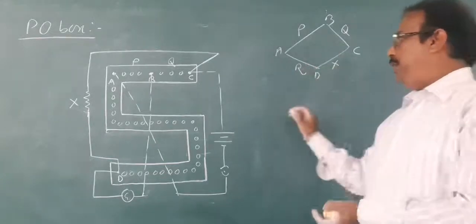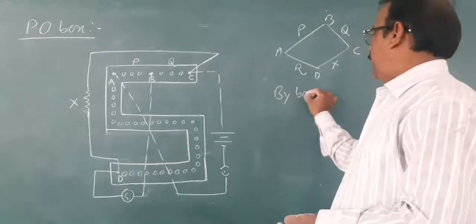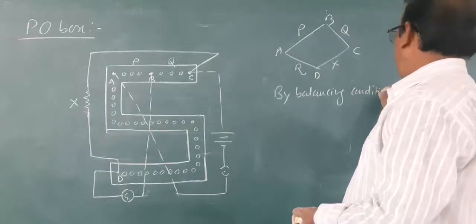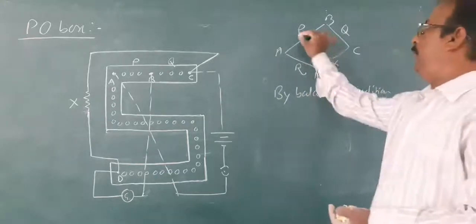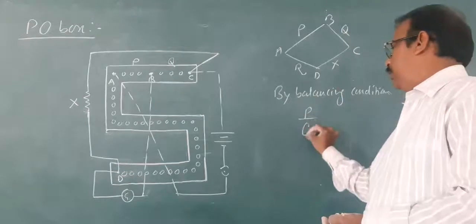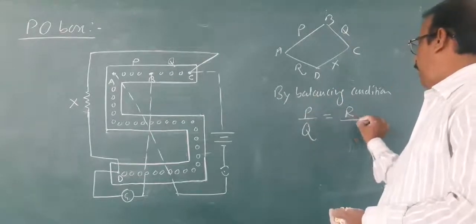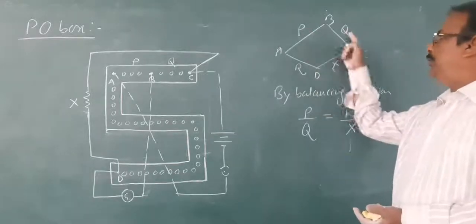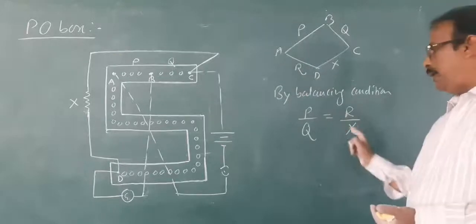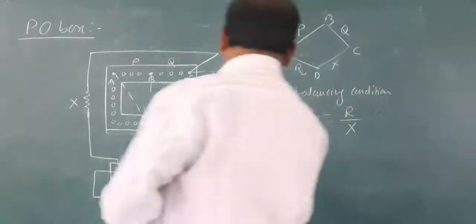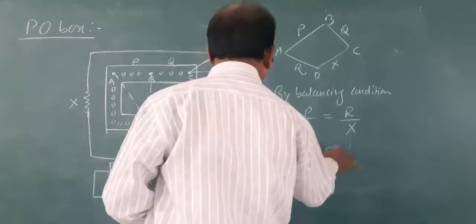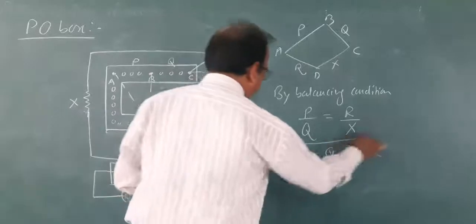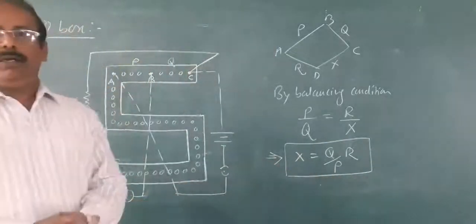By balancing condition, we can write here P upon Q equal to R upon X. We want X. Therefore, this X comes equal to Q upon P into R.